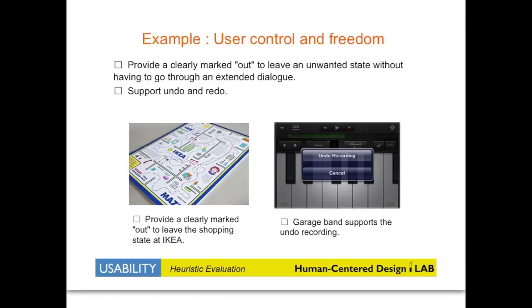This is another example of user control and freedom. For example, the map of the IKEA. When you walk into the store, it's too long to walk through everything, and maybe the user doesn't need to see all the things here. So they want a shortcut. IKEA should provide a shortcut. For example, in this map, they don't have any shortcut, and you need to walk the whole maze.